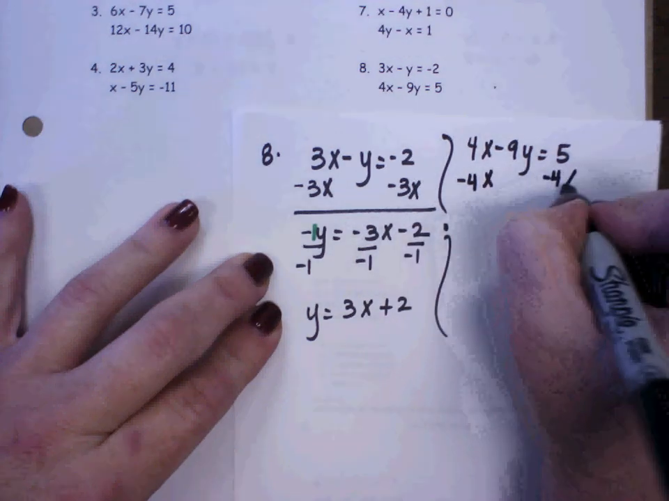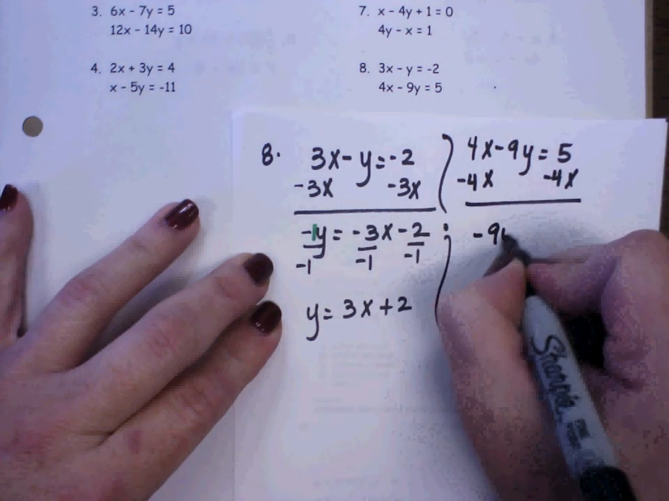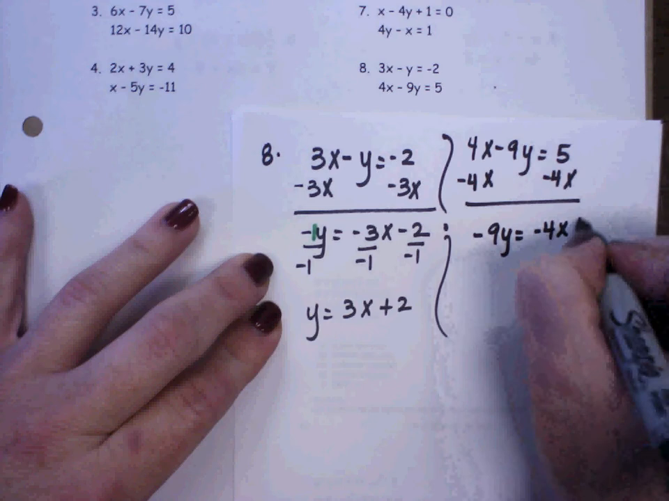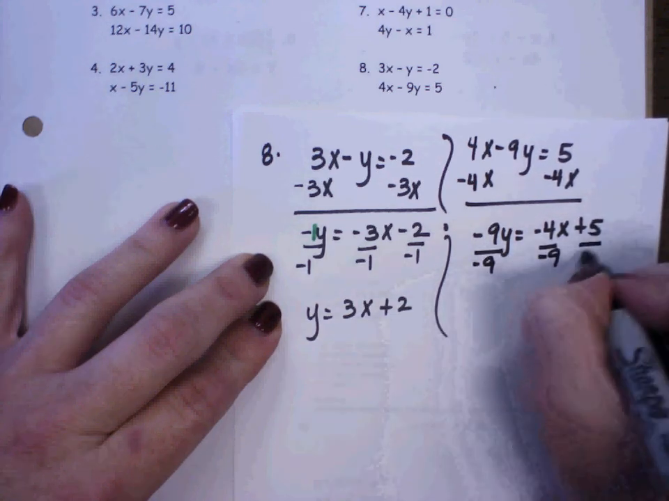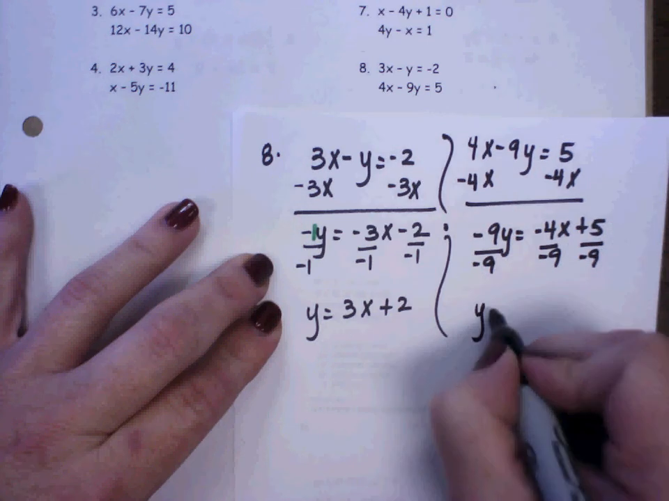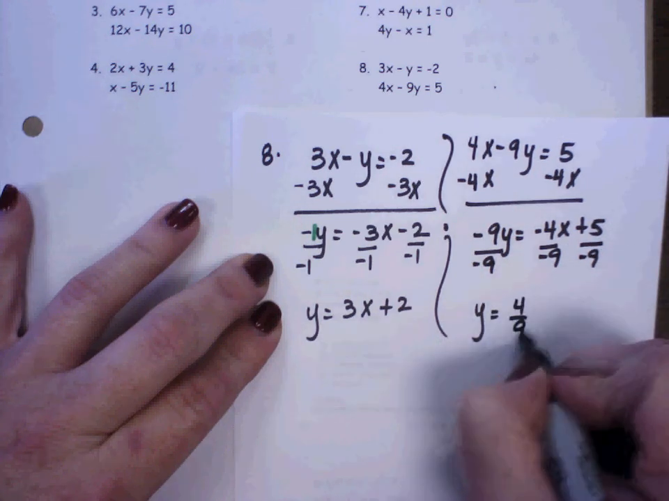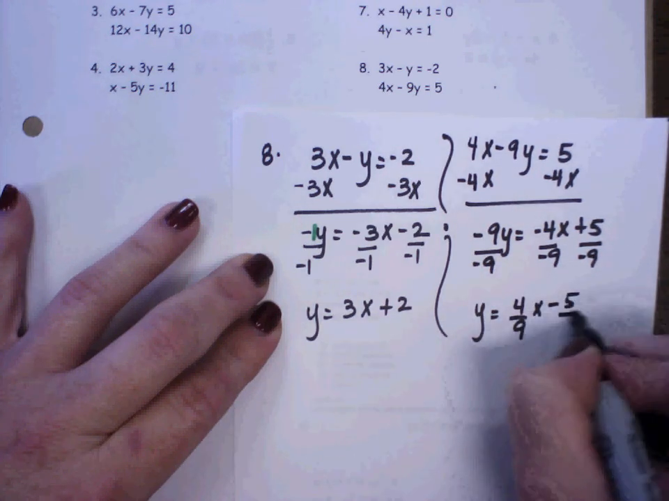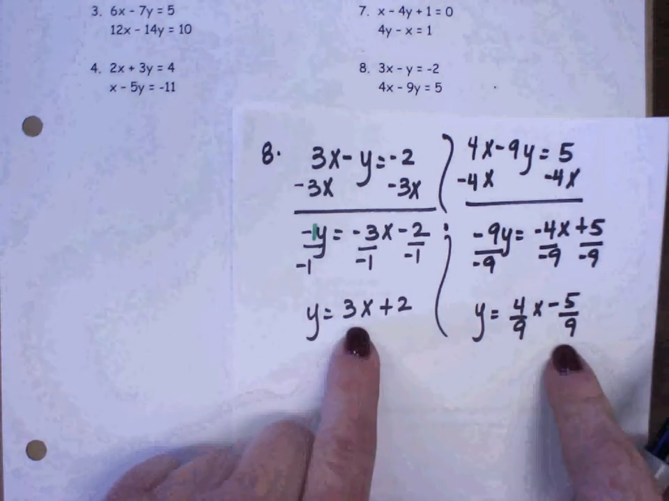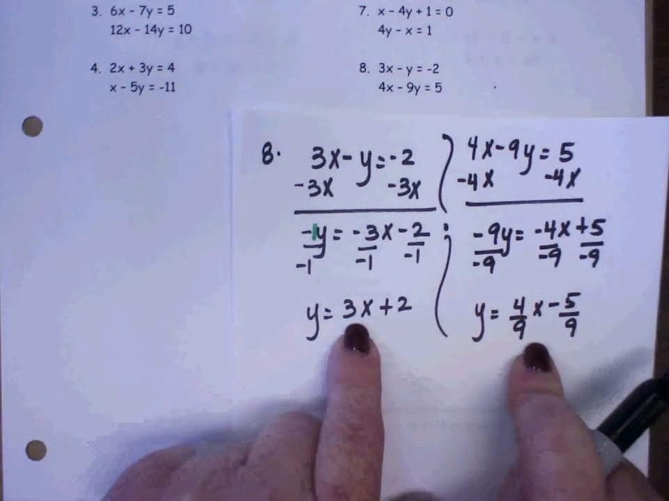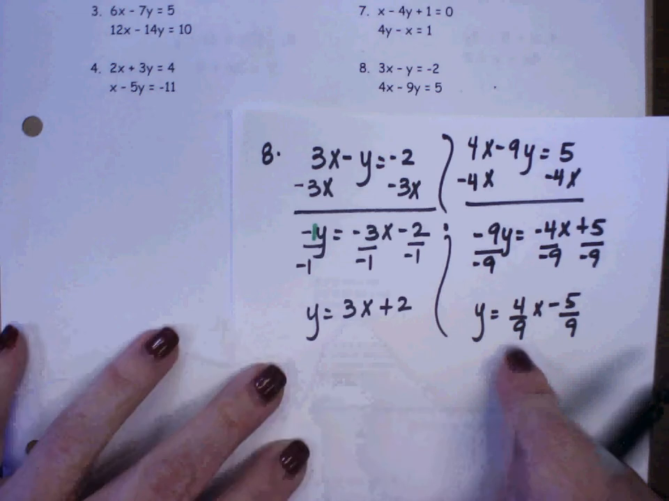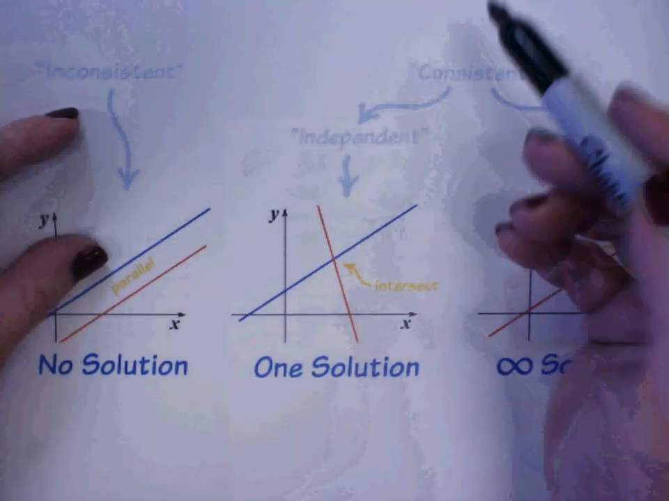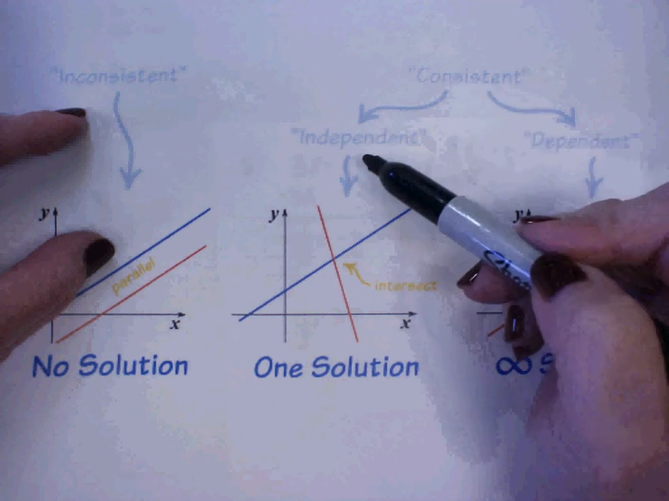Minus 4x. So negative 9y equals negative 4x plus 5. Divide by negative 9. y equals 4/9 x minus 5/9. Now obviously these are not the same line, and they're definitely not parallel because they do not have the same slope. So these are going to have one solution. They're going to be consistent and independent.